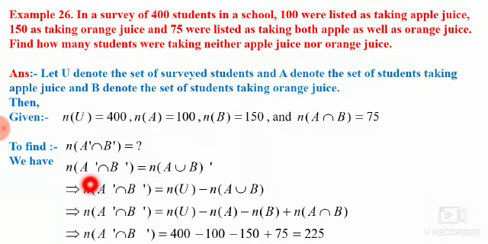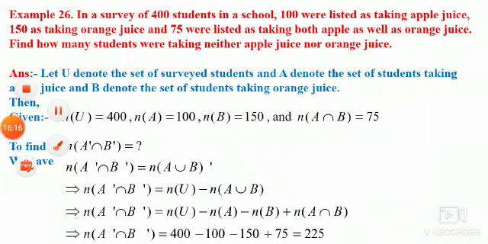Therefore, the number of students who take neither apple juice nor orange juice is equal to N of U minus N of A union B. N of U, the number of surveyed students, is 400 minus, as we know that N of A union B is N of A plus N of B minus N of A intersection B. But there is a negative sign outside, therefore we get minus N of A minus N of B plus N of A intersection B.